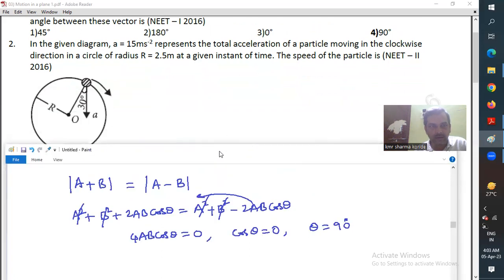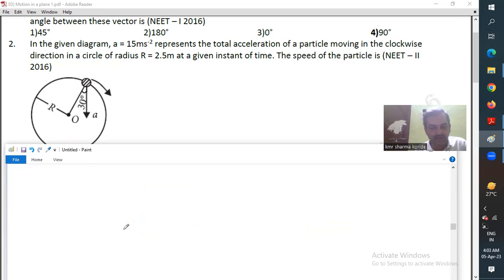In the given diagram, a is equal to 15 meter per second square, which represents the total acceleration of a particle moving in the clockwise direction in a circle of radius R equal to 2.5 meters at a given instant of time. We need to find the speed of the particle. This was given in the second phase NEET 2016.